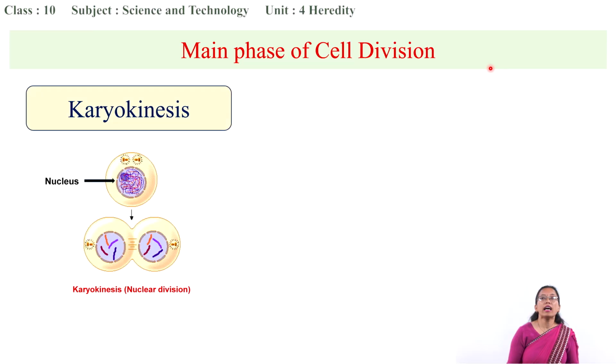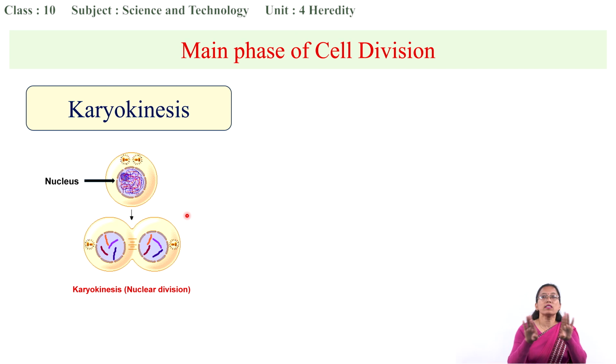Those are karyokinesis, where the nucleus divides. See, this is a cell, and in this there is a nucleus. In this karyokinesis process, this nucleus will divide into two identical nuclei. Just the nucleus is dividing, no other parts. The process of division of the nucleus is called karyokinesis, or simply we can understand it as nuclear division. And after the nucleus divides, then what happens?